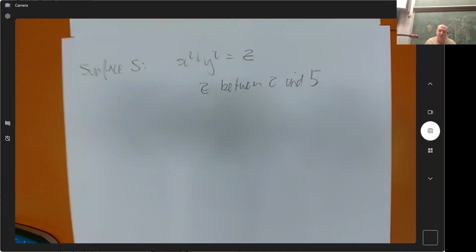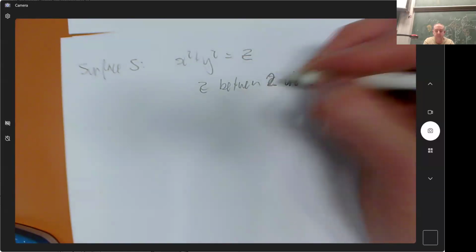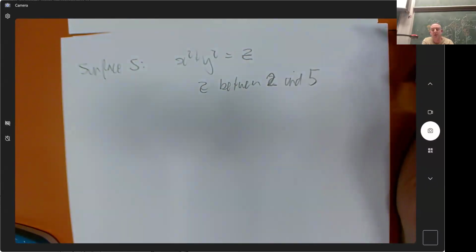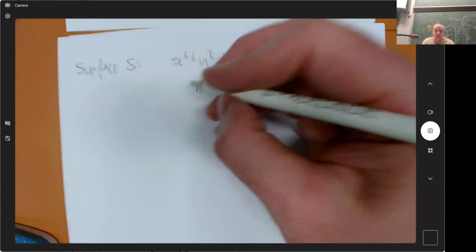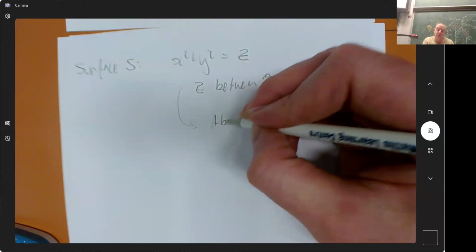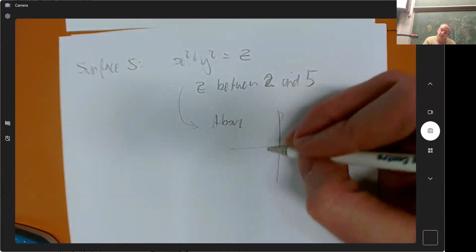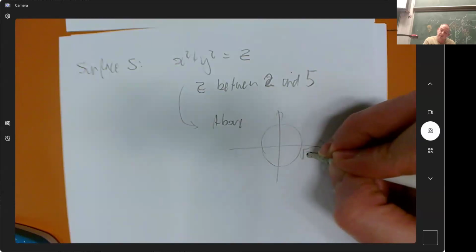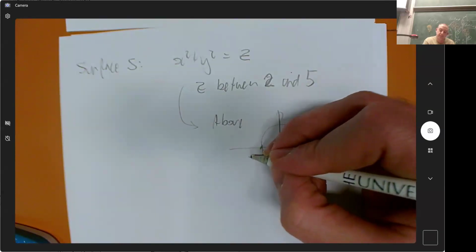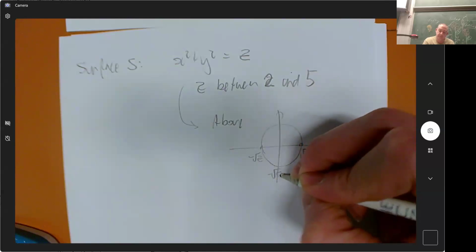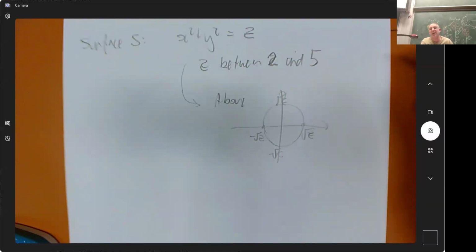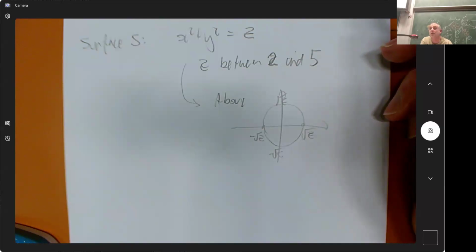What about this one? I've made one small change. Instead of it being equal to 9, it's equal to z. That's got a different radius for different z's. So it's still a circle from above, but the radius is like root z, right? And so the radius changes as the height changes.